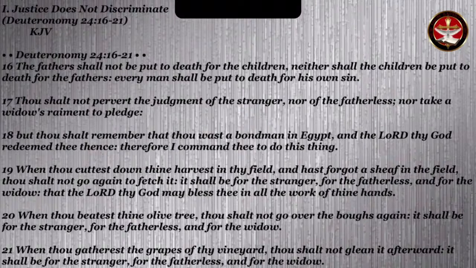17 Thou shalt not pervert the judgment of the stranger, nor of the fatherless, nor take a widow's raiment to pledge. 18 But thou shalt remember that thou wast a bondman in Egypt, and the Lord thy God redeemed thee thence. Therefore I command thee to do this thing.